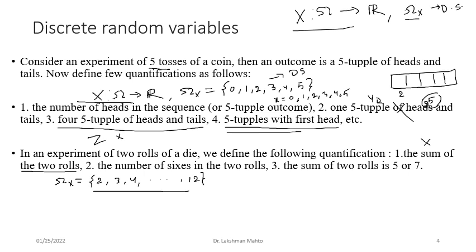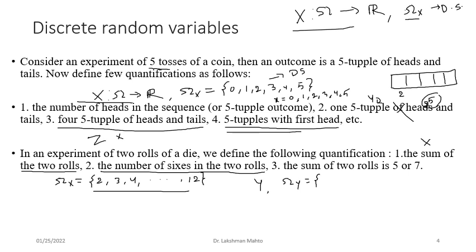Now, we define another variable, call it y: the number of sixes in two rolls. So tell me, is y a random variable or not? And what values is y observing? That means what values are coming in the range of y? First question, whether the number of sixes in two rolls is a legitimate random variable or not. Second question, if it is a legitimate random variable, what is its range, so that we can verify whether it is a discrete random variable or not.